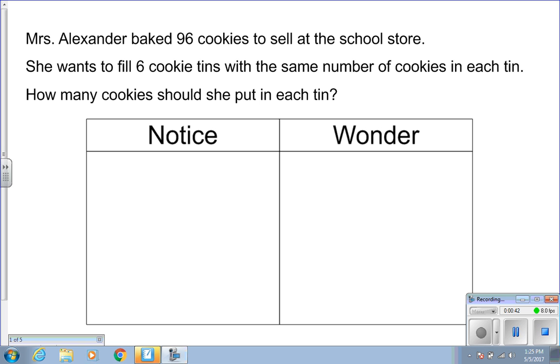Let me go first. I noticed that Miss Alexander baked 96 cookies. First thing I noticed. What about you? I noticed that she wants to fill 6 cookie tins. Yep. I noticed that too.